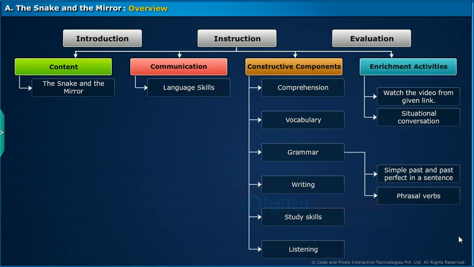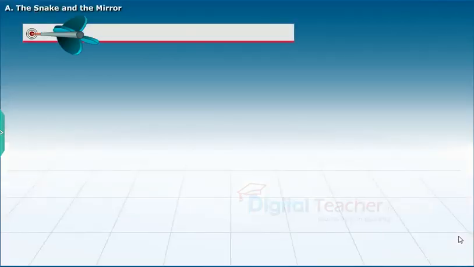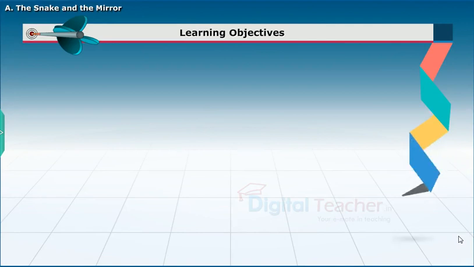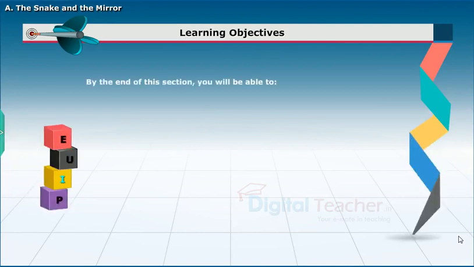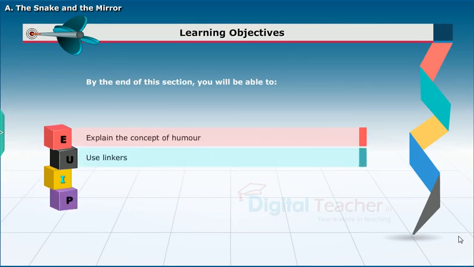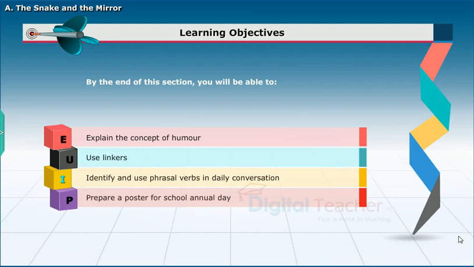The extent of understanding of the module can be assessed by the student under the Evaluation section. Learning Objectives. By the end of this section, you will be able to explain the concept of humor, use linkers, identify and use phrasal verbs in daily conversation, and prepare a poster for school annual day.